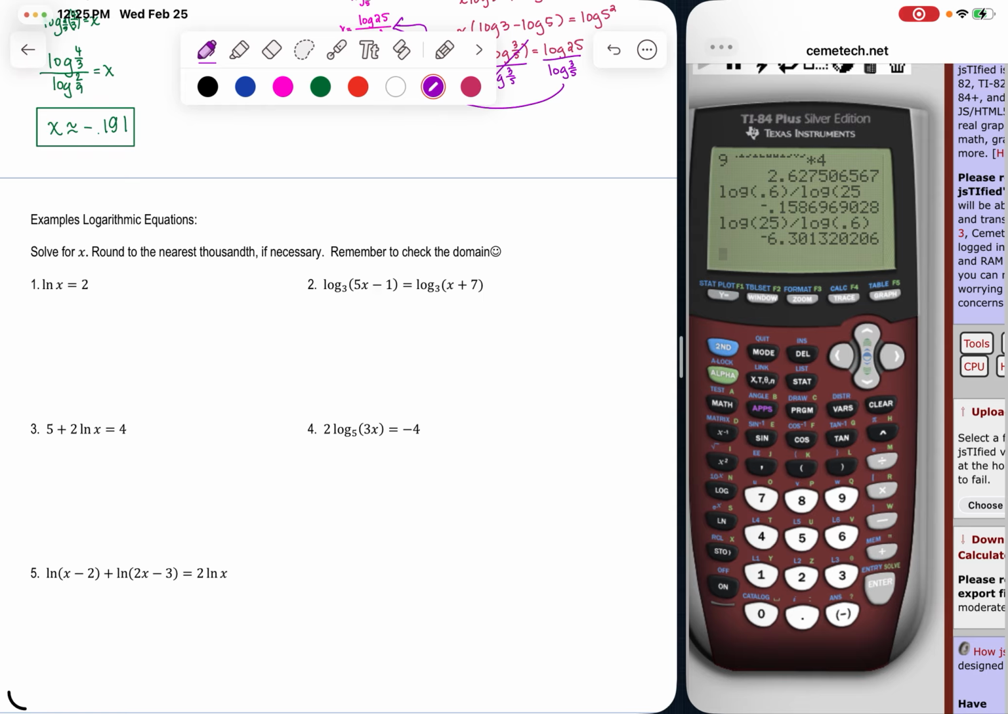So now we're going to do some examples of solving logarithmic functions, which is similar but very different, right? So this is solve for x, round to the nearest thousandth if necessary. Remember to check the domain.